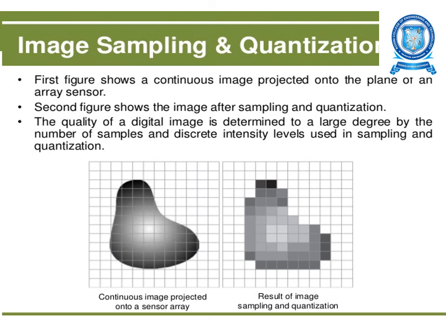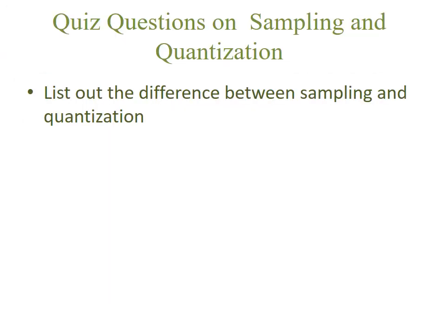The quality will be defined only by the number of samples as well as the number of discrete intensity levels used in sampling and quantization. Now it's up to you, students. Try to answer this question: list out the difference between sampling and quantization.